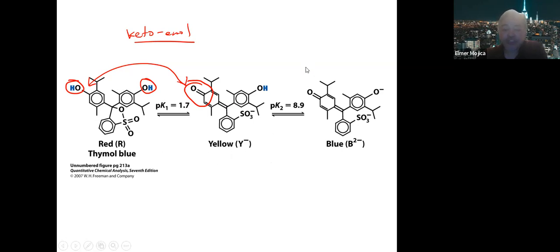Now, if you increase the pH further, the hydrogen that you have here is deprotonated. And in that case, at pH higher than 8.9, you have the blue. That's the transition that you have there: from red going to yellow and then going to blue.